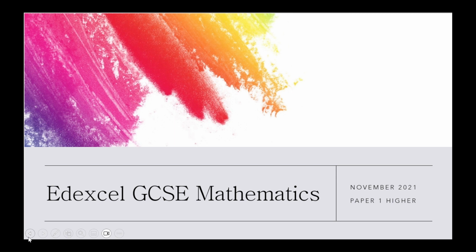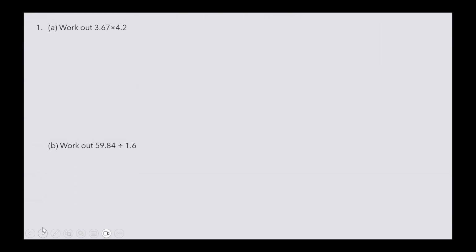So today I'm going through the Edexcel GCSE Mathematics Paper Higher for November 2021. So I'm doing question 1a: work out 3.67 times 4.2. This is an example of decimal multiplication, and we have to write it out without the decimal points first.